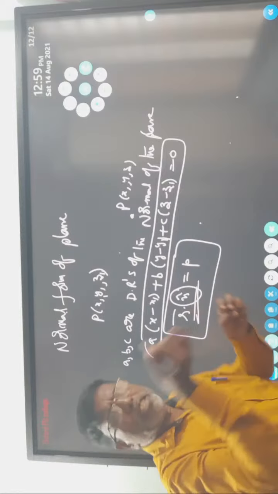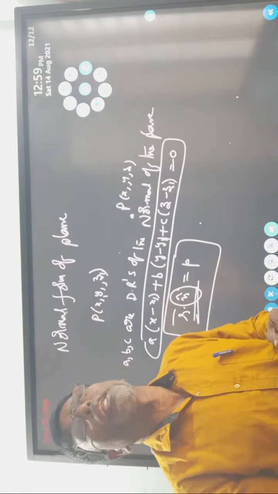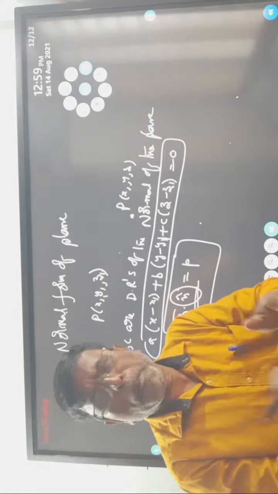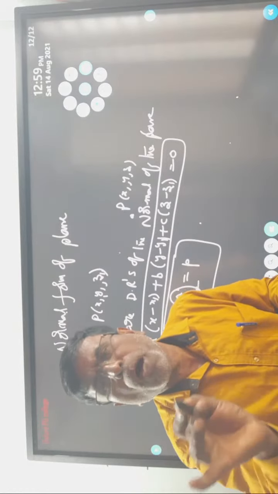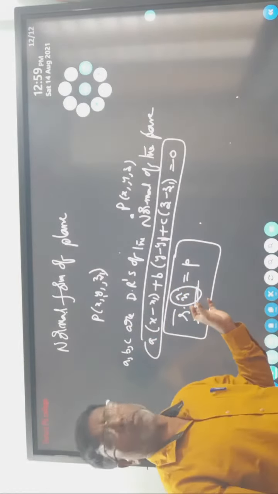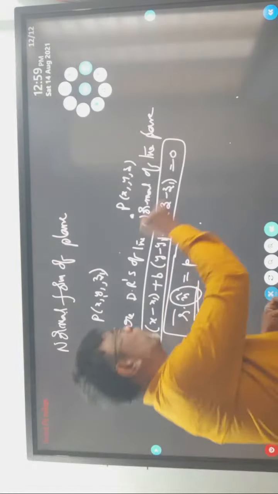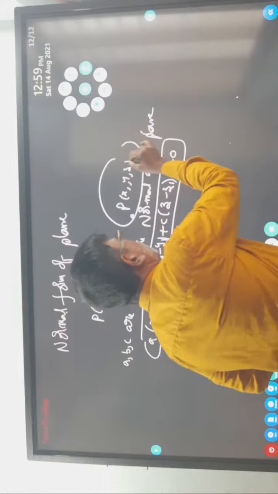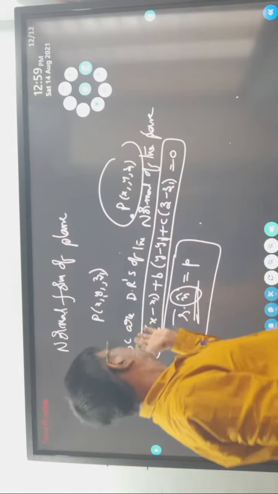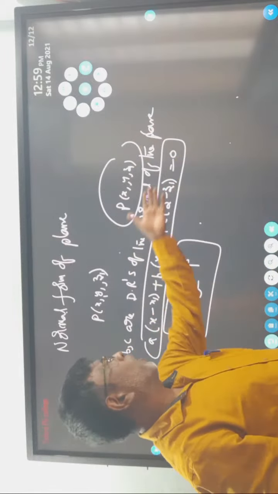n cap is a unit vector perpendicular to the plane. p is the perpendicular distance from the origin to the plane. So this is about the concept: r dot n cap equals p. Now consider a plane passing through the point (x1, y1, z1), where a, b, c are the DRs of the normal of the plane.